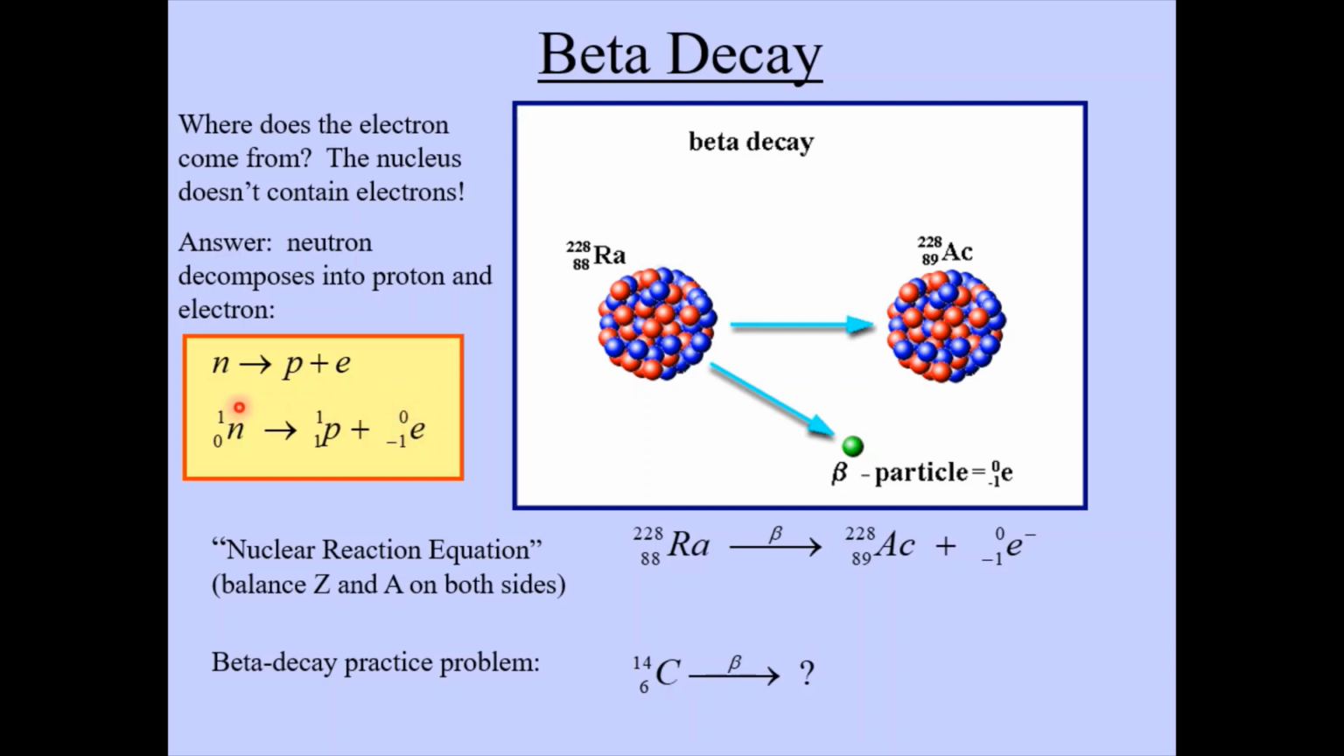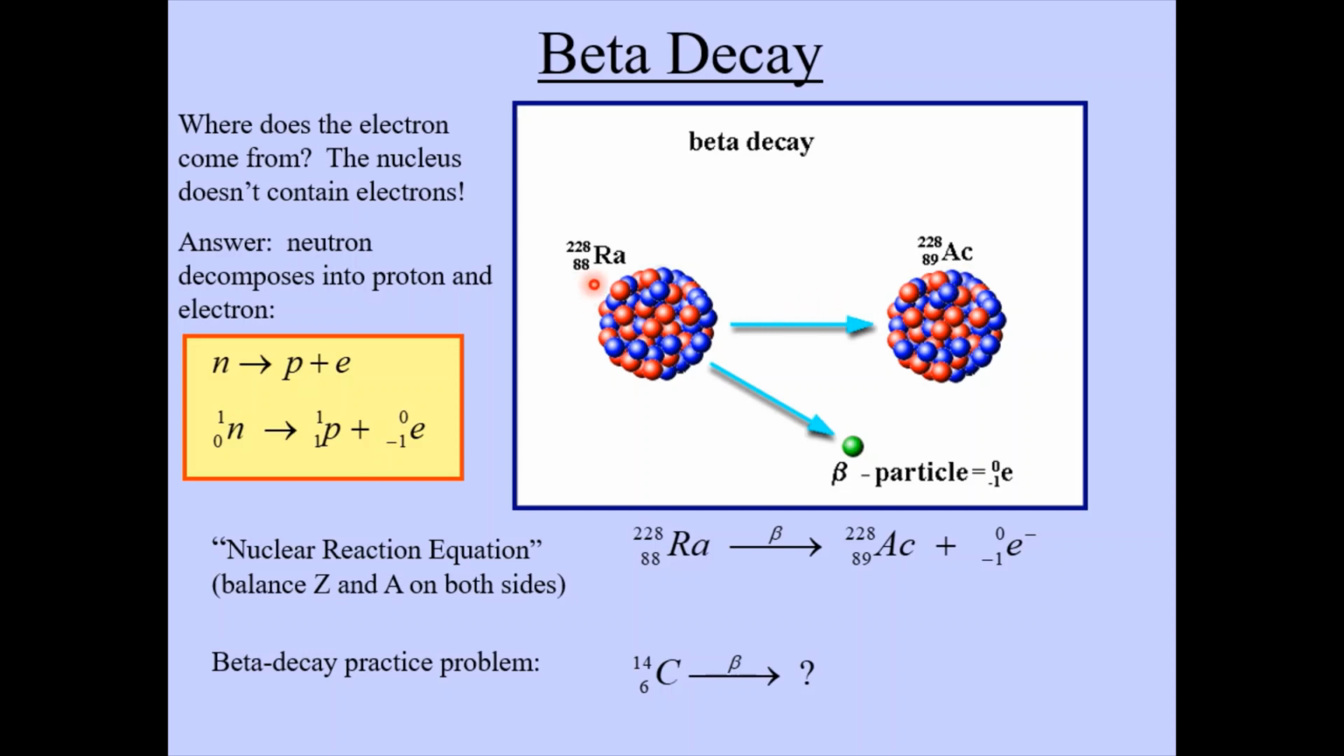Again, notice the numbers all balance. A 1 up here, we have a 1 plus a 0 on the right side, so they add up. A 0 here is equal to 1 plus -1, right? The 1 and the -1 add together to get 0. So everything is balanced here in this nuclear reaction equation. So let's take a look now at what happens when this is radium-228-88. This will undergo a beta decay and form actinium-228-89.